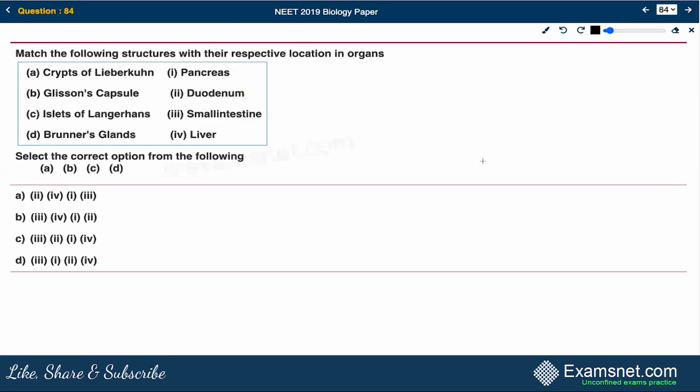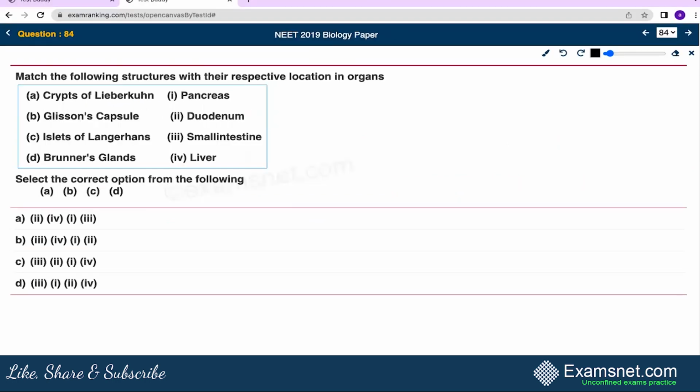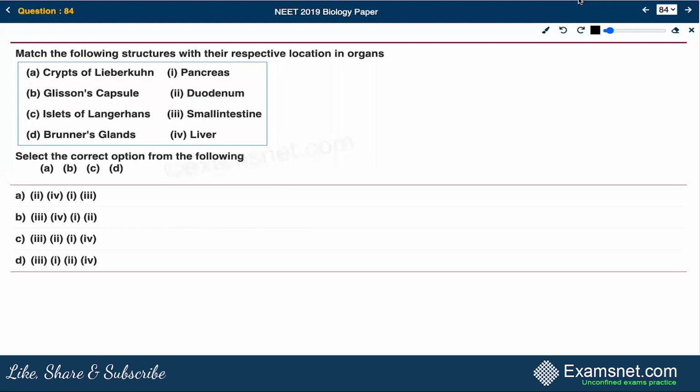Now, question number 84 says that you have to match the following structures with their respective organs or locations. So some of the organ structures are given in case of the human body, and you have to identify the exact location. So let us just take a look.